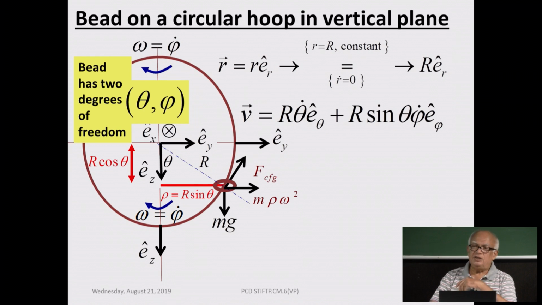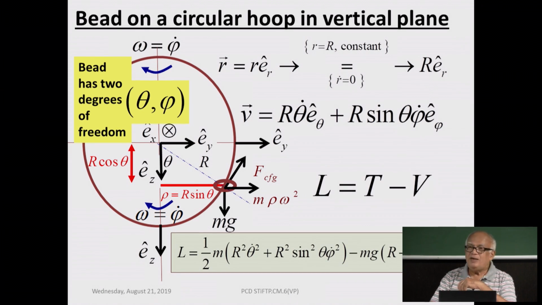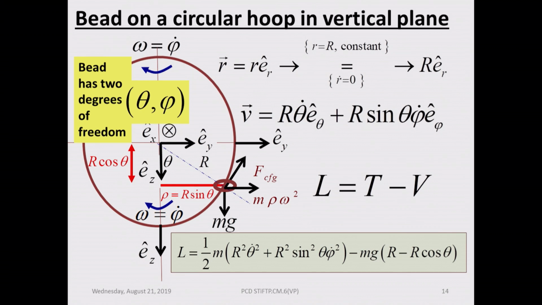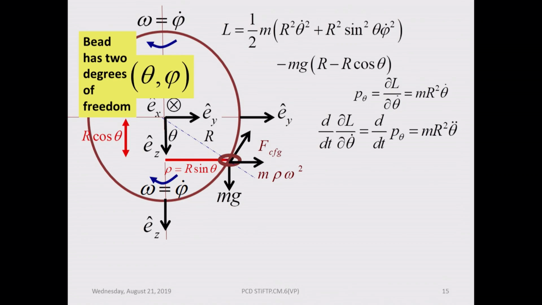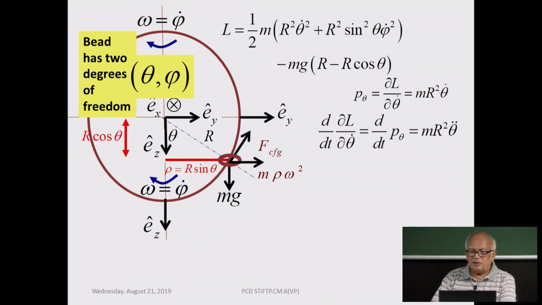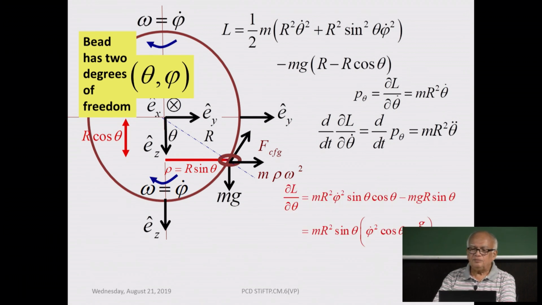So you can set up the Lagrangian as T minus V. Okay. And once you have the Lagrangian T minus V, you can take the appropriate partial derivatives, get the generalized momentum, partial derivative of Lagrangian with respect to the generalized velocity, and then the partial derivative of the potential with respect to q, right, and get the equations of motion. So you go ahead and get these partial derivatives.